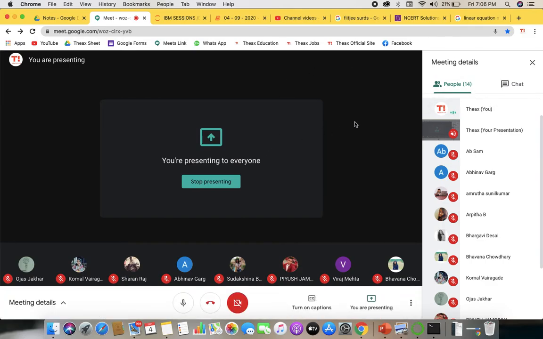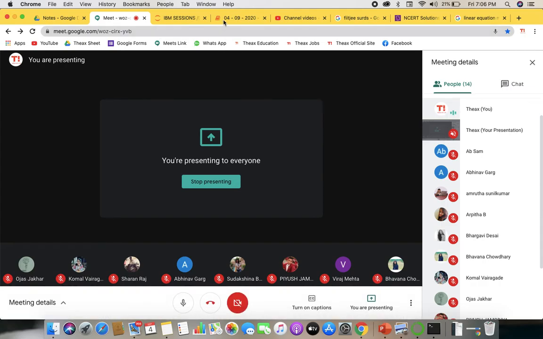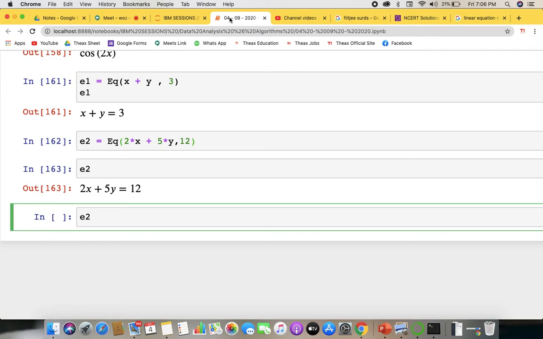Started solving, pen and paper. I said think, don't solve, think. Only see and think what you can do. You have got two equations. First equation: x plus y equals 3. Second equation: 2x plus 5y equals 12. What can you do?